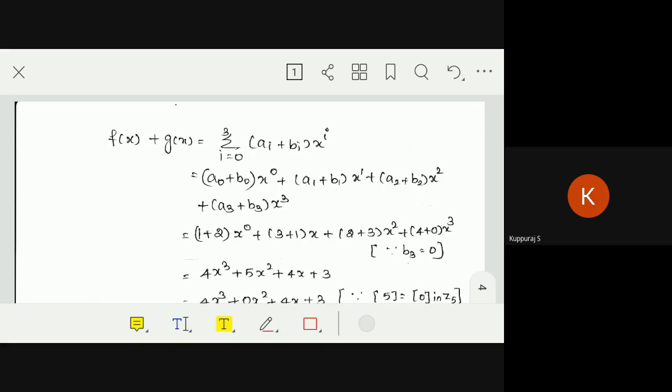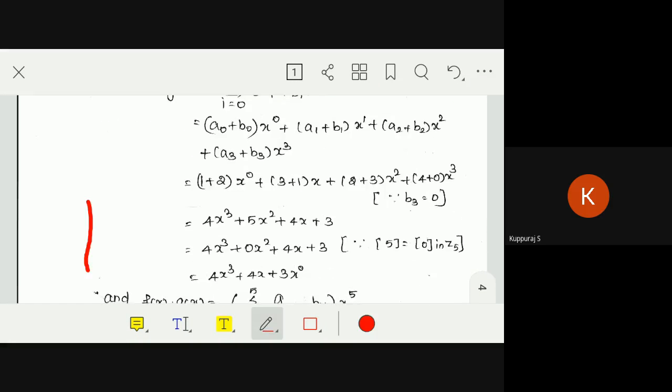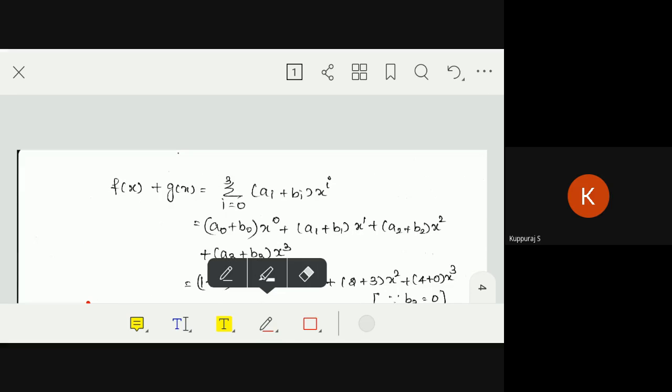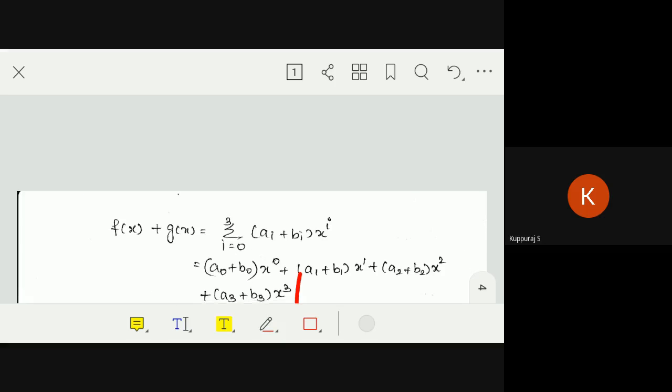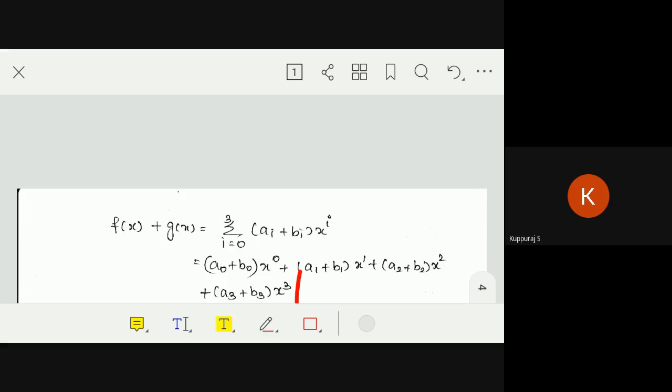So f of x plus g of x. What is the formula for f of x plus g of x? It is the summation, i equal to 0 to either n or m. Here n is the greater value, so I am choosing n. So i equal to 0 to 3, of (a_i plus b_i) into x power i.